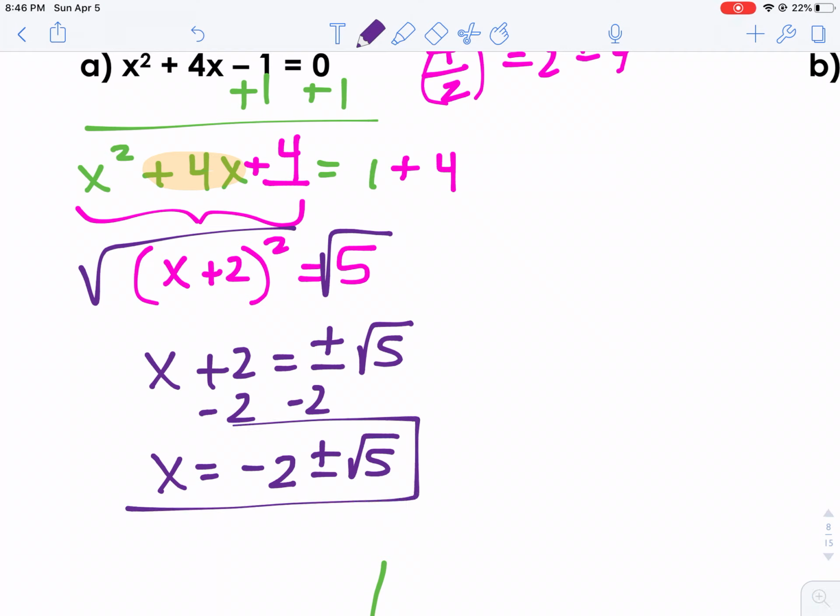You can go ahead and leave your answer like this. Certainly if you wanted, you could then take your calculator and do negative 2 plus root 5, and then also do negative 2 minus root 5 to get your two decimal answers. But you can leave it in that exact format of just negative 2 plus or minus root 5.